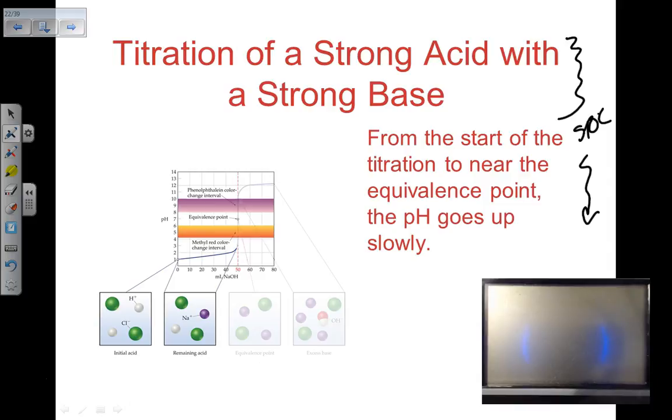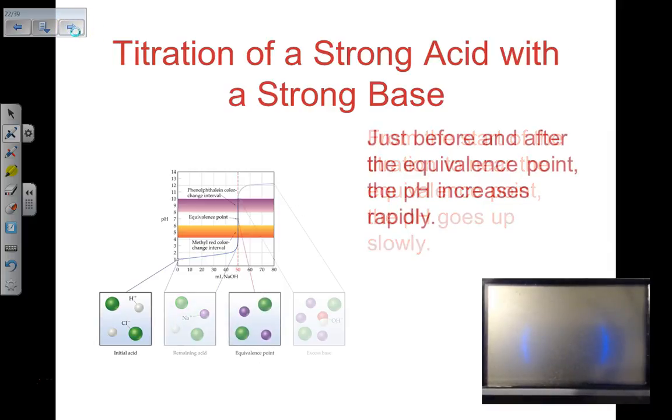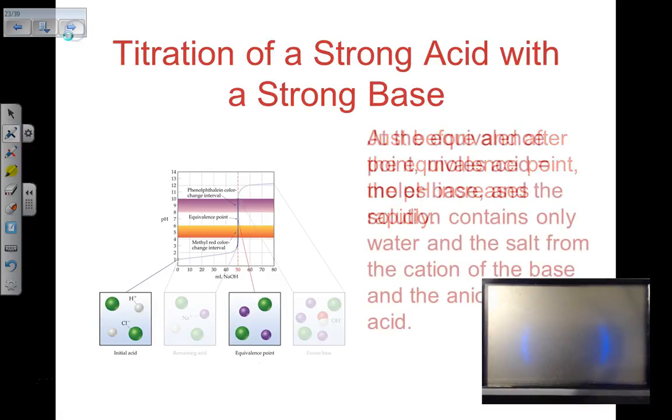The key here is that when you have a strong acid and a strong base, the equivalence point is at 7. The pH when you titrate a strong acid and a strong base is 7. Now we're going to move forward.